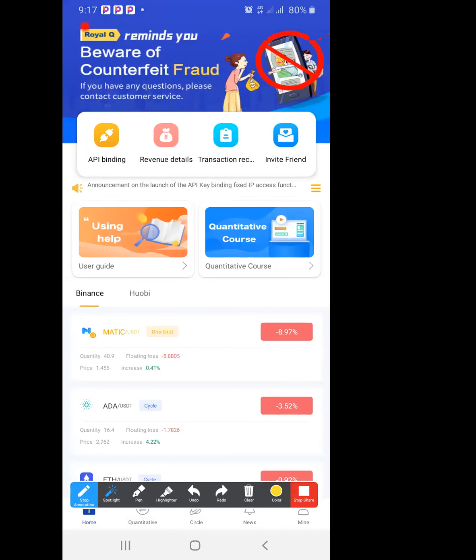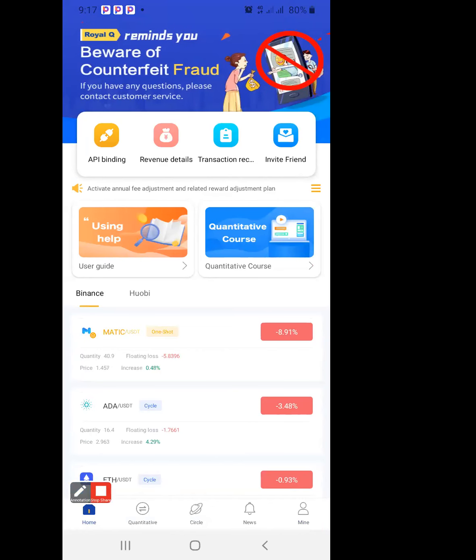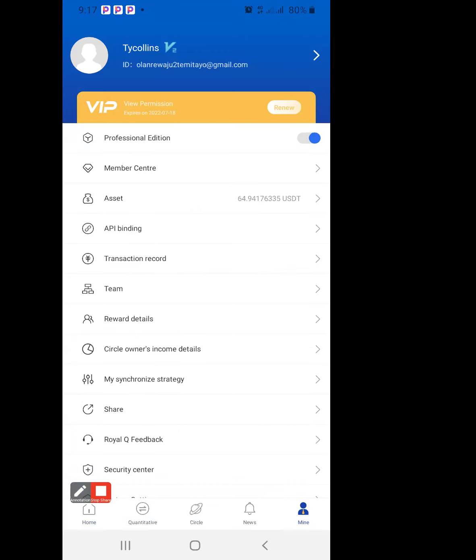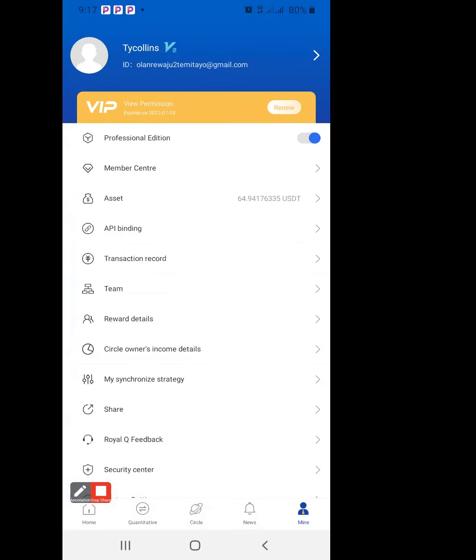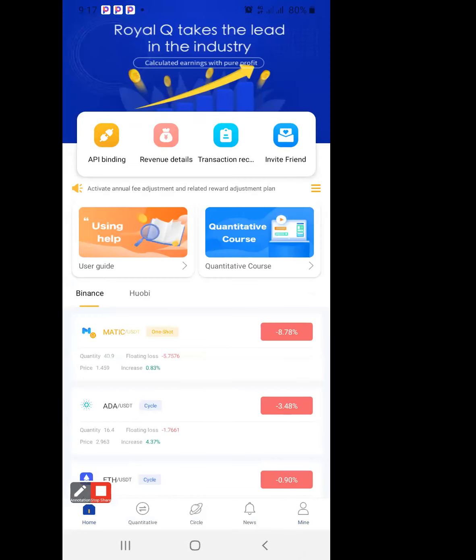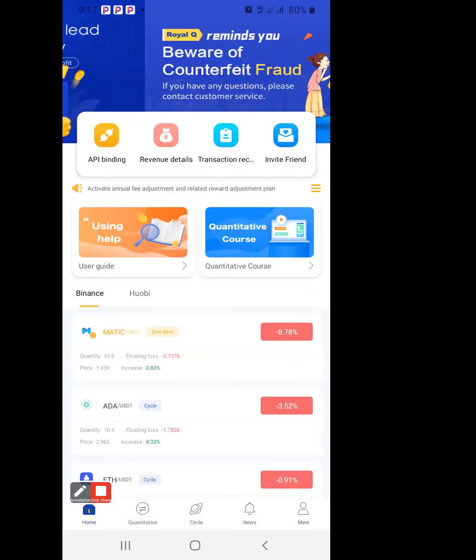So I went to mine. I clicked on my synchronized strategy. So my synchronized strategy will take you to the page where you've synced a strategy. I don't want to go back to the main page, okay, let me just do that. Let me just do it the way it's supposed to be done. Let me cancel this one off so that I can rejoin it so that you see how it's been done. So let's just go back to home. From home, you click on circle. I'm clicking my circle now.